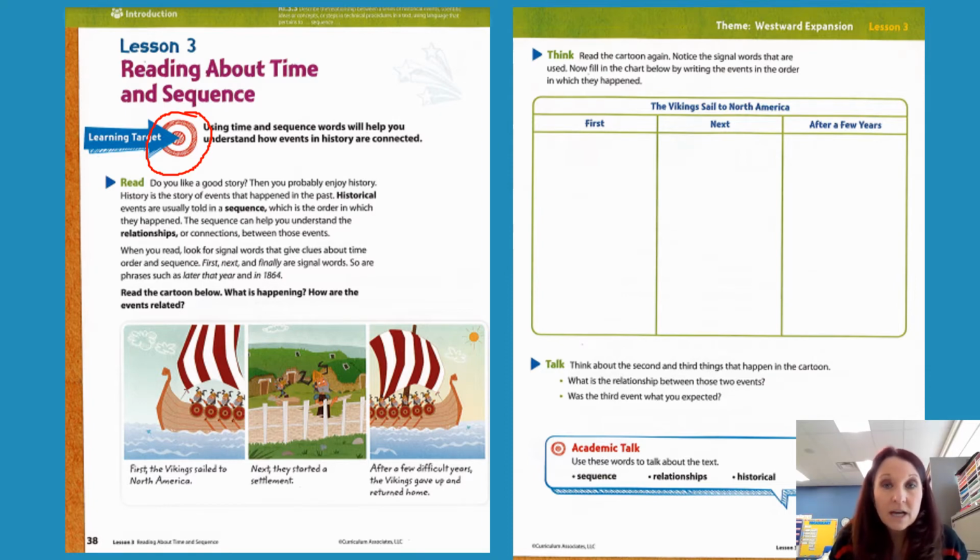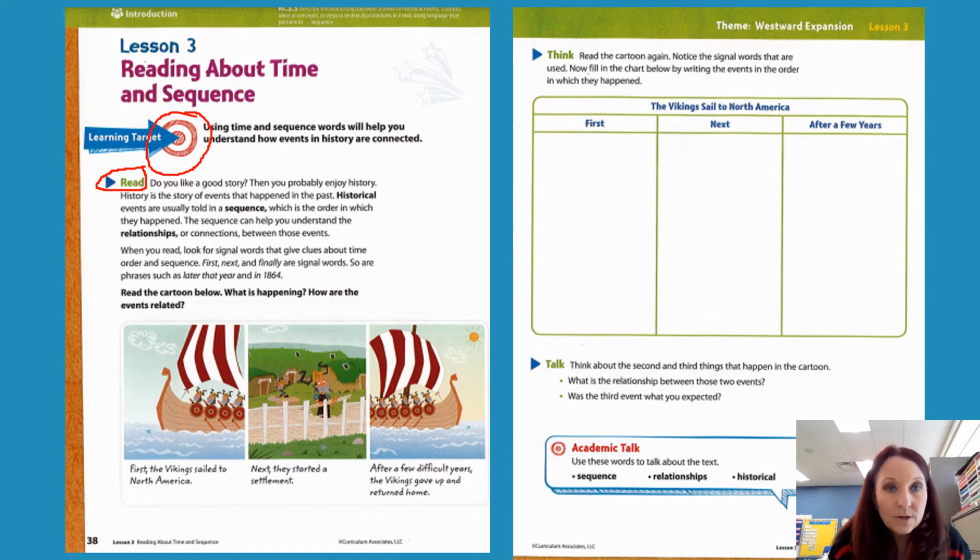Remember, we're really learning about how to understand what we're reading. And when we're reading nonfiction text, that means things that are true, it's really important to look at the events in the order that they happened and how they're connected. So follow along with me as I read on page 38 in the read section.